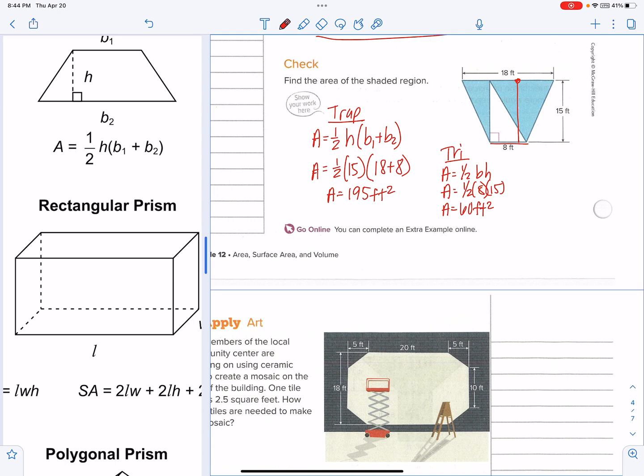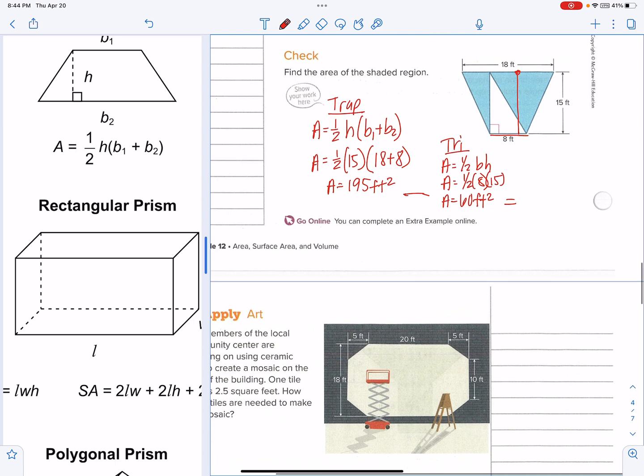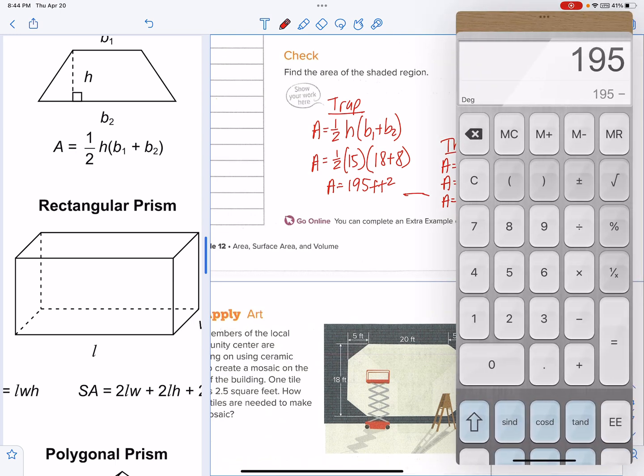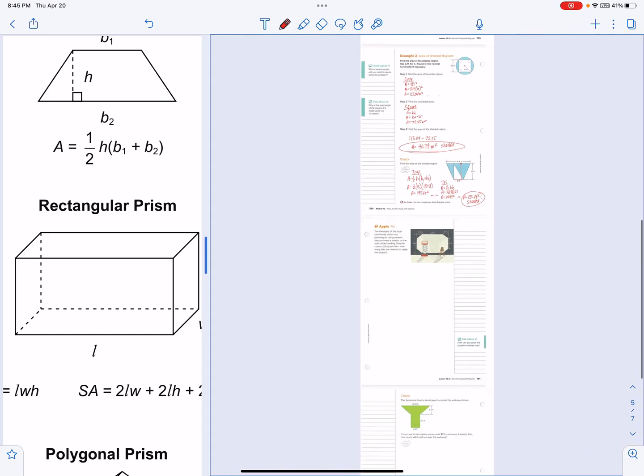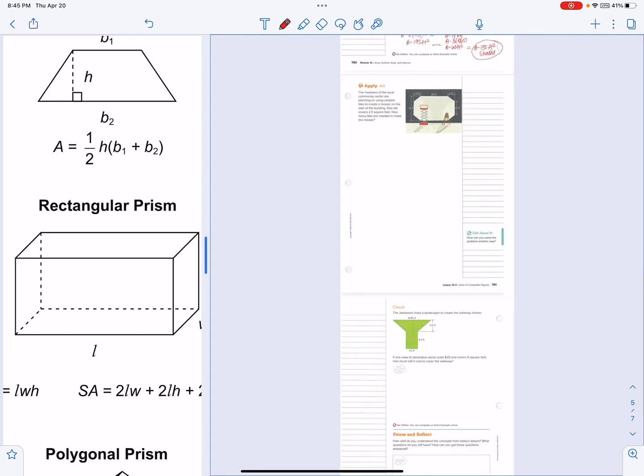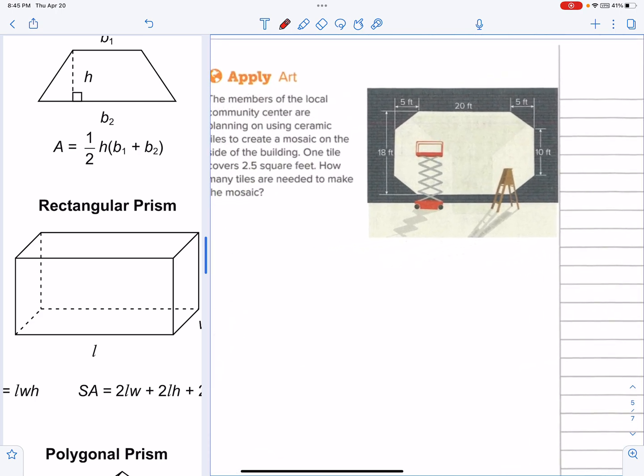Now, we only want the shaded, so we're removing that white triangle by subtracting. So here's my giant subtraction symbol. And we end up with 195 minus 60 is 135 feet squared shaded, and that's what you should have. All right, we have 2 more, and then you're on to your homework.